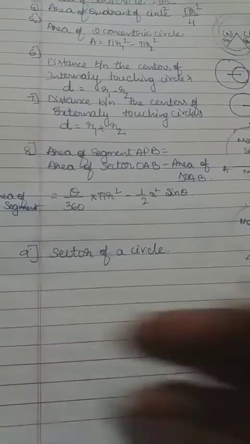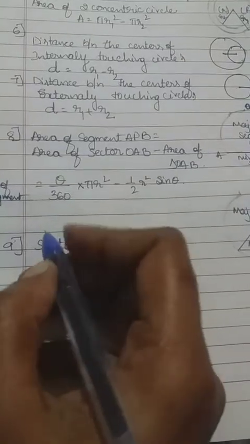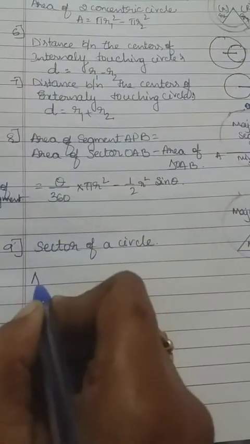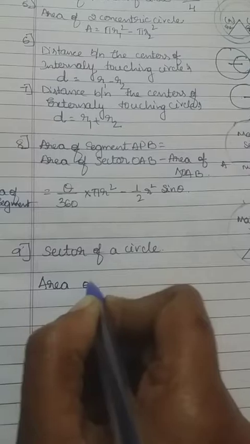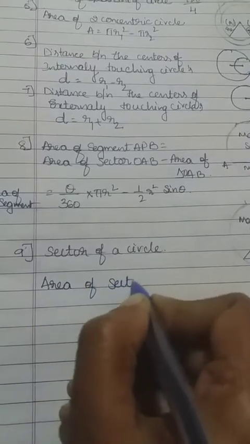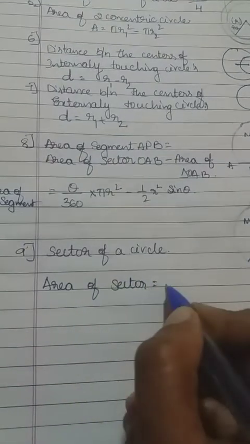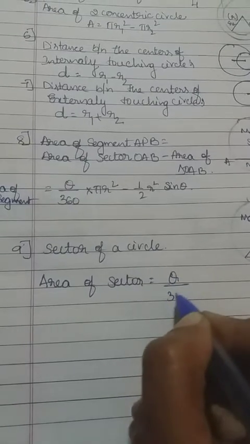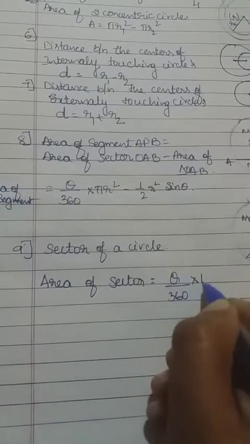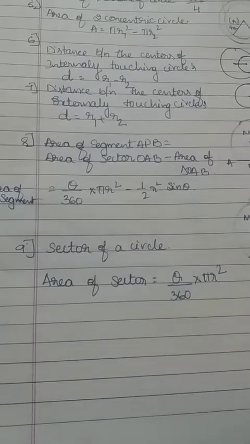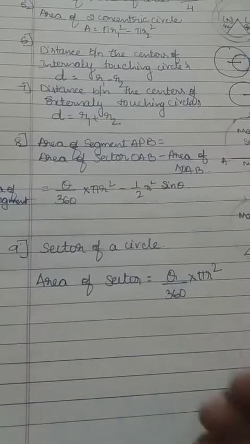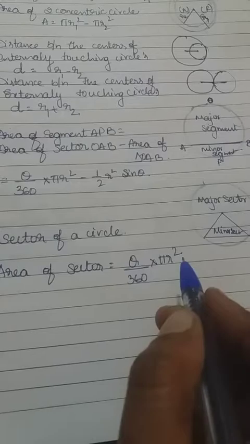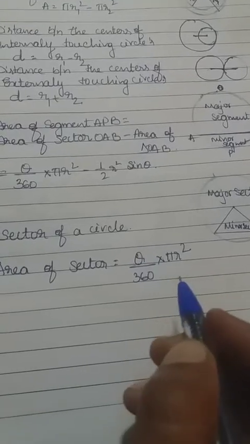The sector of a circle formula: area of sector is theta divided by 360 into pi r square. Keep in mind, okay? Area of the sector formula is theta divided by 360 into pi r square.